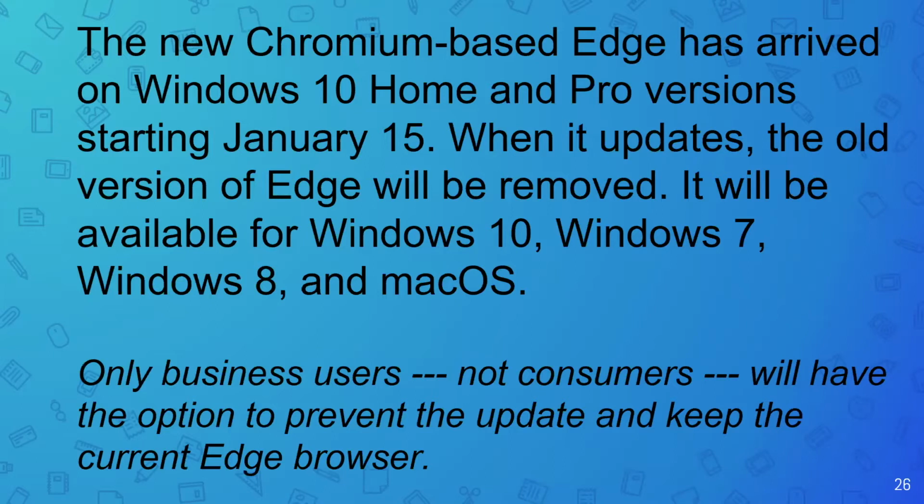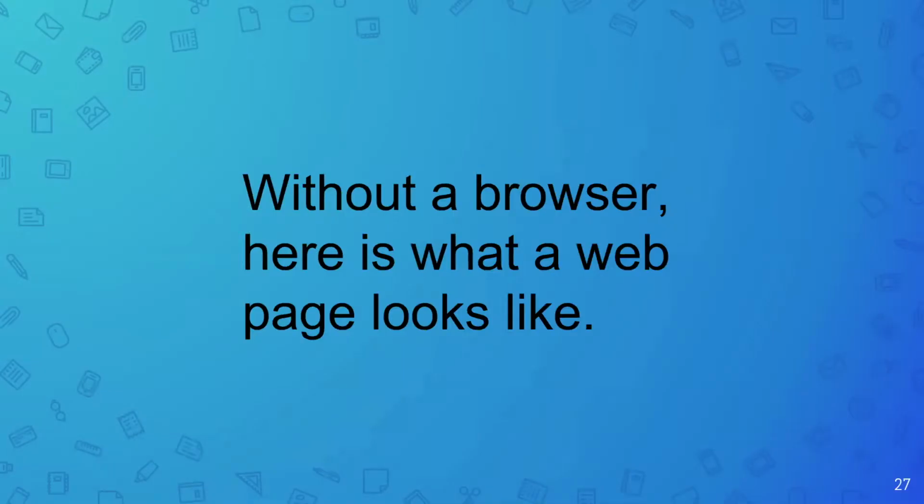The new Chromium-based Edge has arrived on Windows 10 Home and Pro versions, and that started January 15th. When it updates, the old version of Edge will be removed. It will be available for Windows 10, Windows 7, Windows 8, and Mac OS. Only business users, not consumers, will have the option to prevent the update and keep the current Edge browser. I'm not sure why you'd want to do that, but it may be. However, as of a couple of days ago, mine had not been updated, and I had done some updates on my Windows 10, and it has not appeared. So I went and I downloaded it. You can go to Microsoft.com, find the Edge website, and download it and install it. And when you do, it does remove the old version of Edge, and you'll have strictly the Chromium-based Edge. I'm going to talk more about Edge in a little bit.